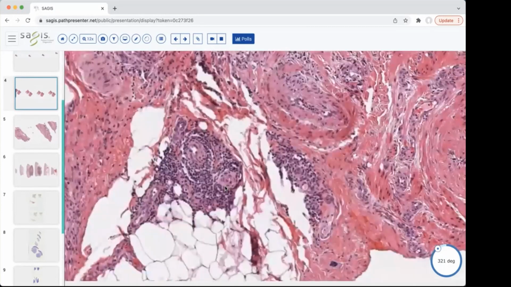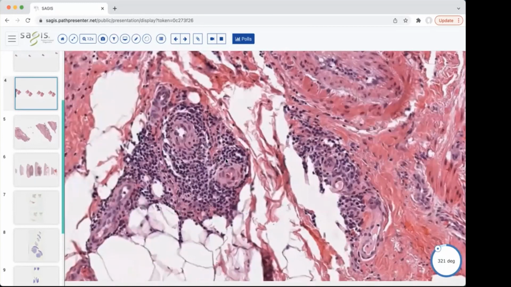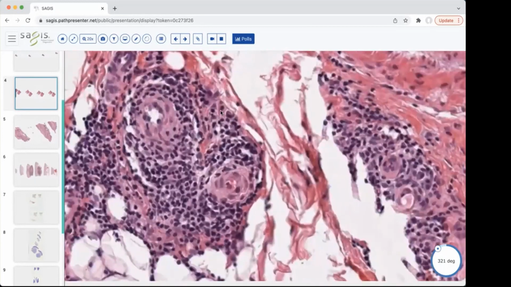I'm still trying to find plasma cells for you guys. Okay, there's one there. I know it may not come through on the video extremely well. Good.